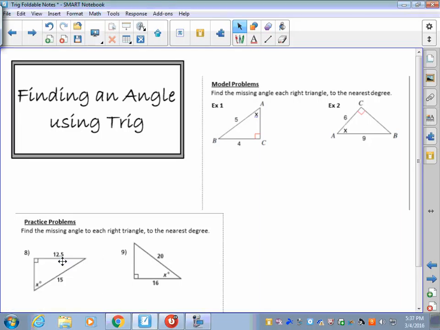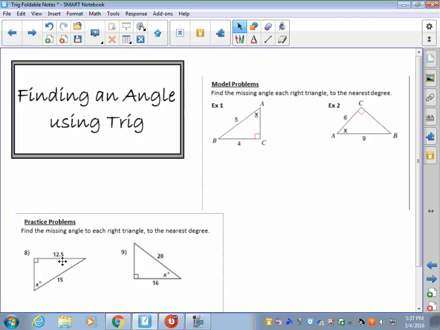Okay, for our next tab, we have finding an angle using trig. So we're still going to use trig. We're going to still follow the steps that we did when we're circling the angle, identifying the trig ratio. But you have to understand that in order to find an angle, we have to have at least two sides given. And usually when I'm using the inverse, that is helping me get to the measure of that angle.